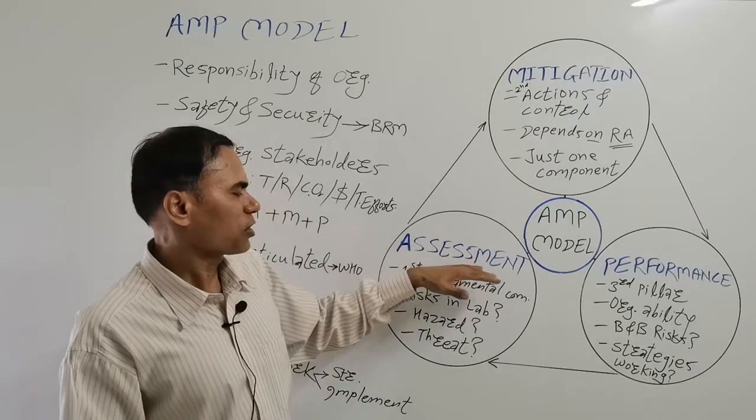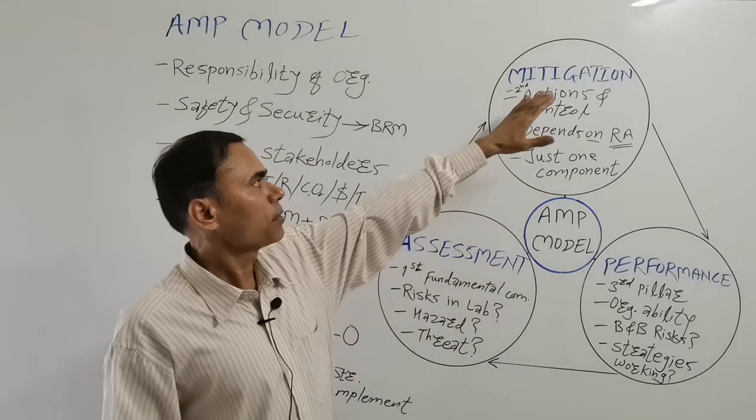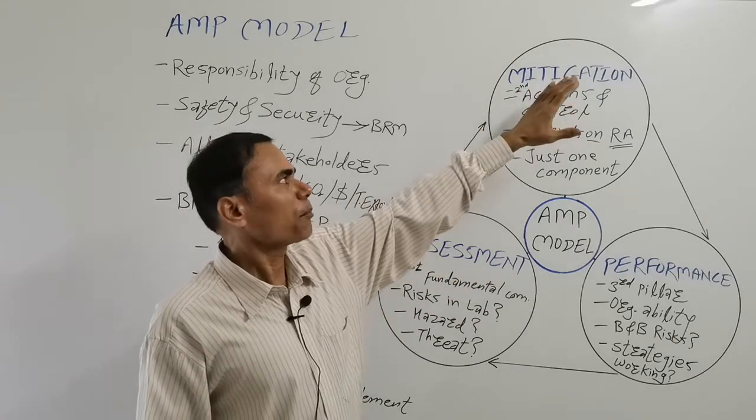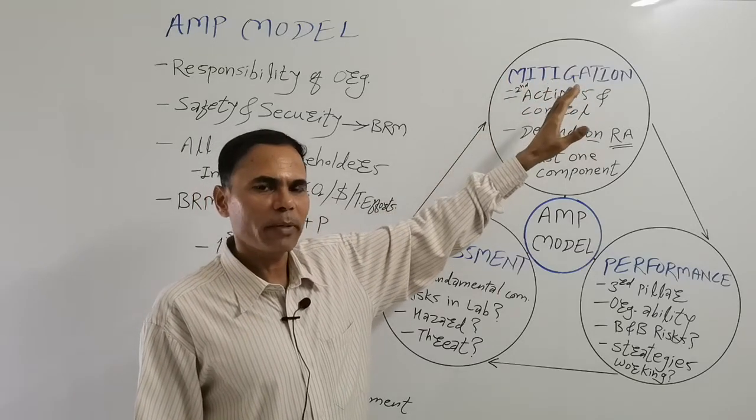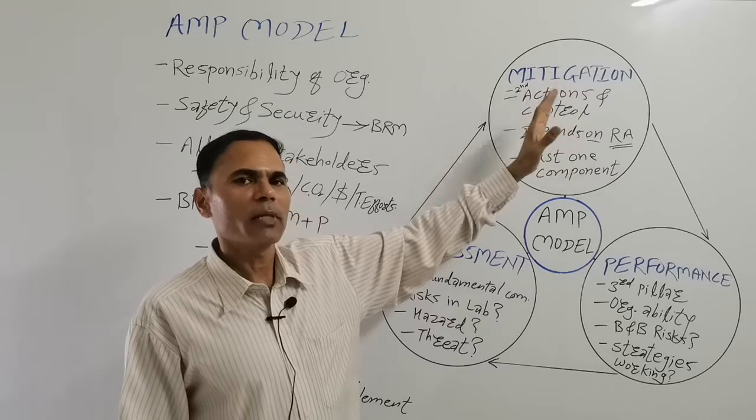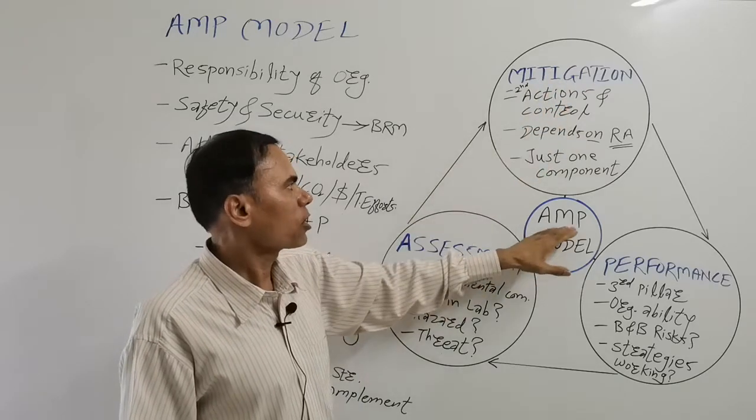Once the assessment is done, the next step is mitigation. Mitigation is the second pillar of bias management, the second fundamental component of the AMP model.